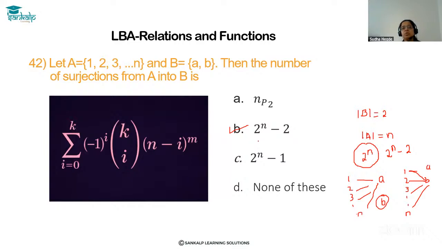Got it right? You need not use such a complicated formula. You know how many functions you can form from two sets. Then remove the cases where surjection is not possible. That's enough. So the answer is 2 power n minus 2.